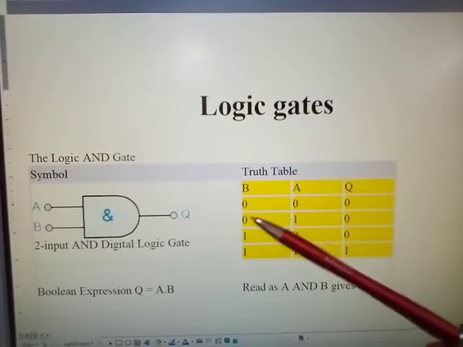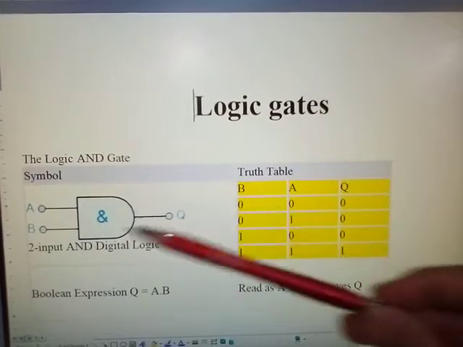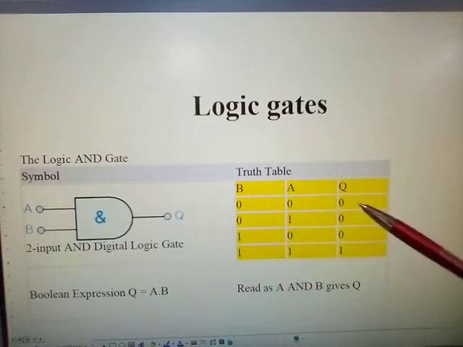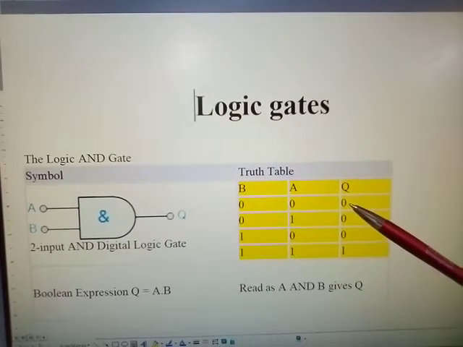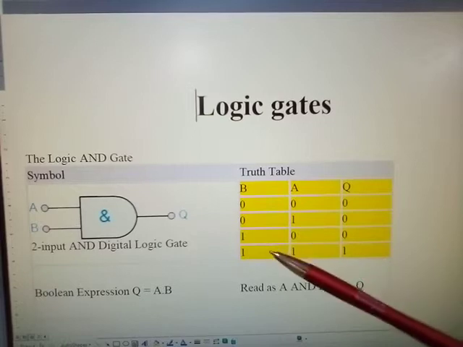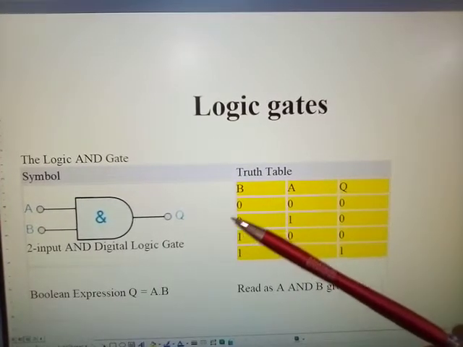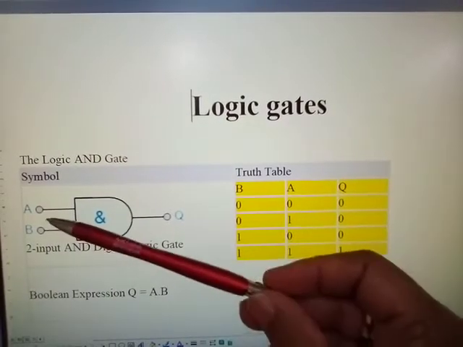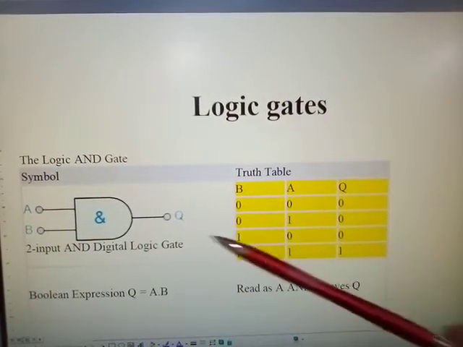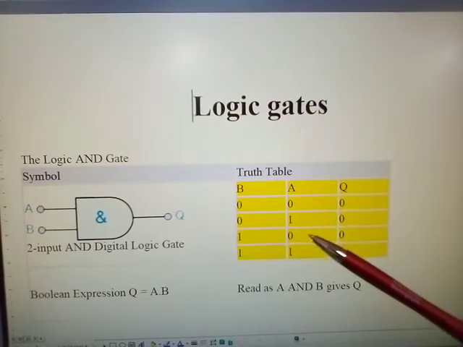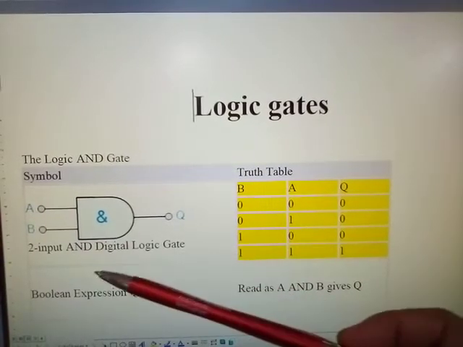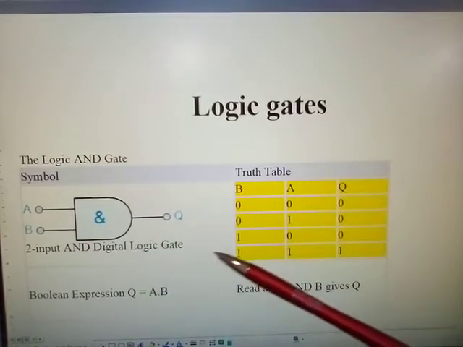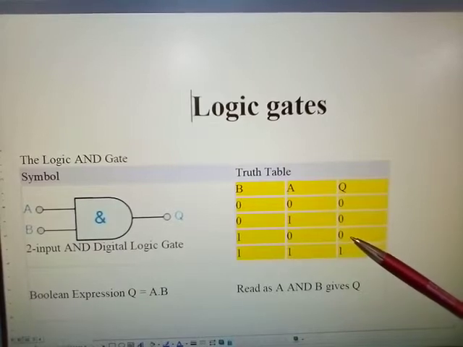Okay, so here we have, assuming that we have 0 input here and 0 input here, then the output to Q will be 0. Now let's change that a little bit. If we put 0 at B and we put a logic 1 at A, then the output to Q will still be 0. Now again, let's change that around. We put a 1 on B, a 0 on A, and the output will still be 0.